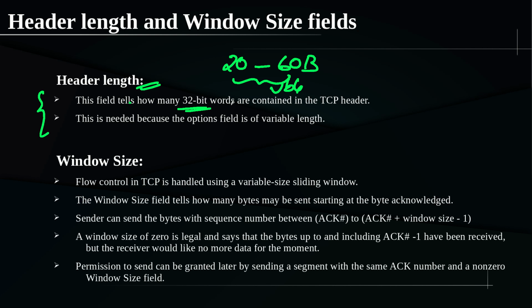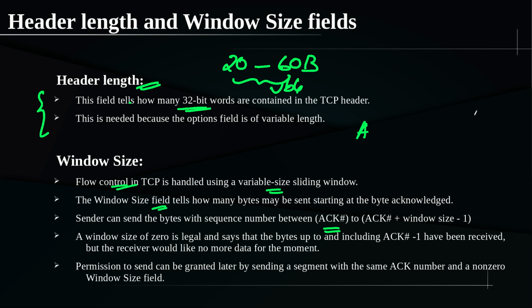Now the window size field, I already told you, it is for handling flow control, right? The flow control in TCP is handled using the variable size sliding window protocol. The window size field tells how many bytes may be sent starting from the last byte acknowledged. So some acknowledgement number will be given, say ACK. From ACK, the sender is supposed to send from ACK to ACK plus the window size communicated by the other party minus 1. It's something like that.